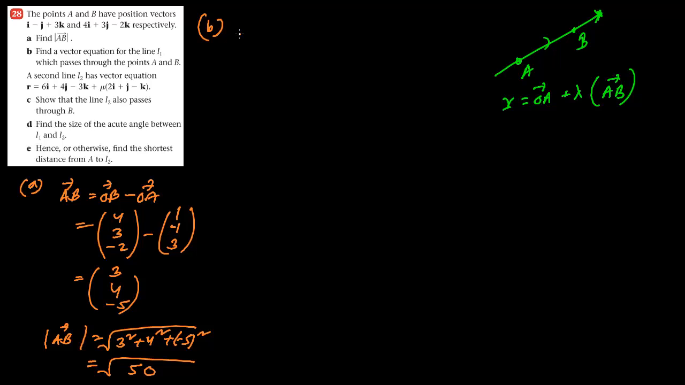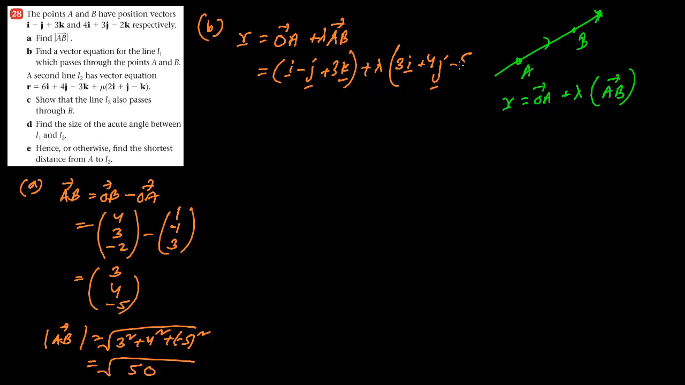So first of all, we can write this directly. R equals OA plus lambda AB. So OA is i minus j plus 3k plus lambda. AB is going to be 3, 4, minus 5. Now it is important to note AB is going to be the direction vector. So if there is any number that can be taken common and put into the scalar, we have to take that common. Here we can take nothing common, so we'll just write 3i plus 4j minus 5k, and that's it.